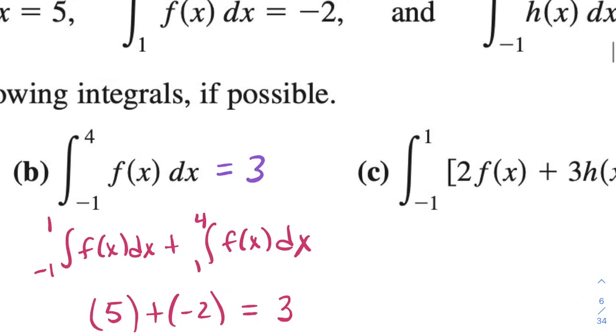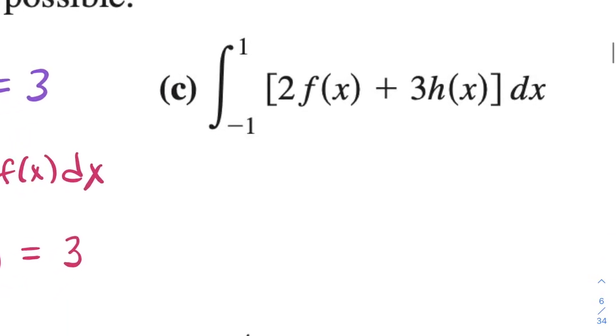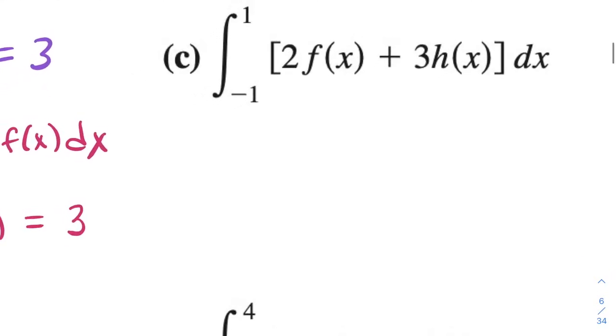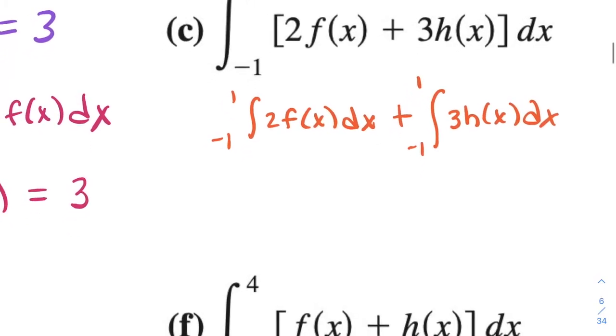Okay, so this one is the integral from negative 1 to 1 of 2f(x) plus the integral from negative 1 to 1 of 3h(x) dx. Let's break this apart. The first thing we want to do is the addition rule: the integral of 2f(x) dx, and then the integral from negative 1 to 1 of 3h(x) dx. So break it apart first with addition.